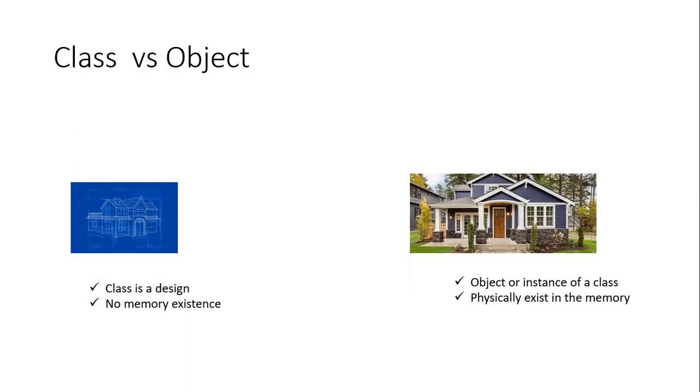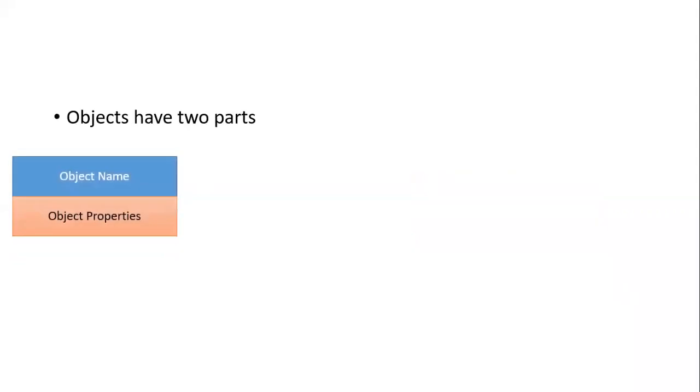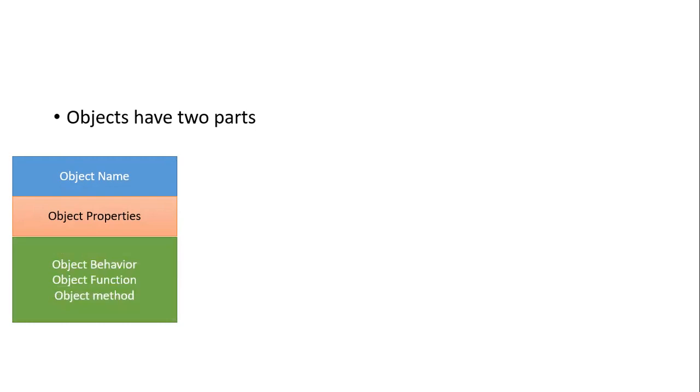So if we compare both things, a class doesn't exist in the memory, but the object exists in the memory and has a physical existence. You can see the example over here: there is a blueprint of the house that is called the class, and when we actually construct that house, then it is called the object. So an object has two parts. One is the data part, and the other is the behavior part, or the functionality or methodology part of a particular object.